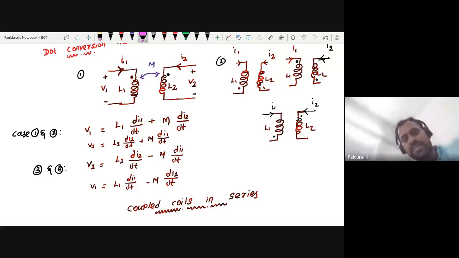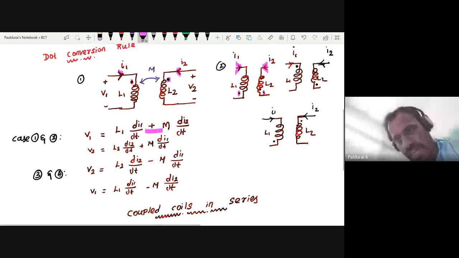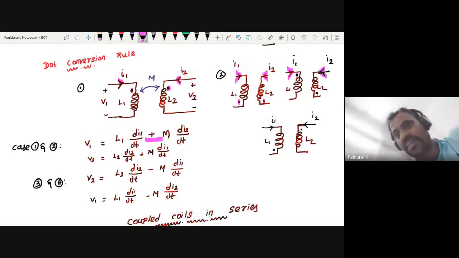Now I have current entering in L1, and in L2 also current entering. If both are current entering, coming to case 2, here current is leaving, right? Here also current is leaving. So both may be entering or both may be leaving. In that case, M should be positive. Now coming to case 3 and 4, current I1 is entering, whereas current I2 is leaving.